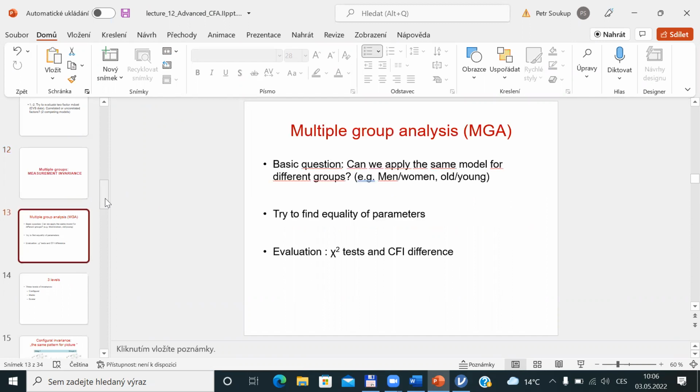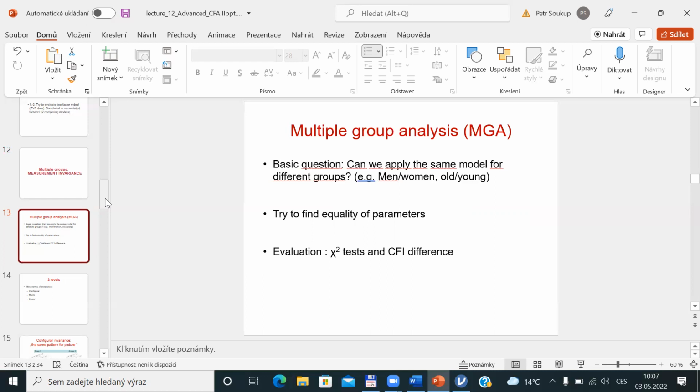First of all, this multiple group analysis has quite an easy question behind it. The basic question is: can we apply the same model to different groups, for example men and women, younger and older people, or people from different countries, etc. So you can decide what your intention for the future comparison is, and by this you decide which groups will be compared by the quality of the model.